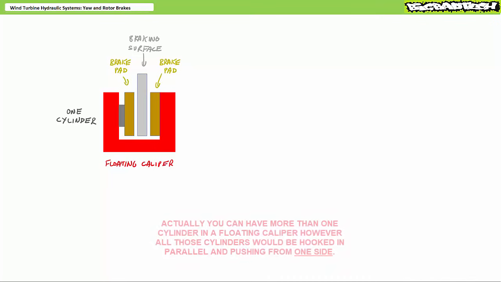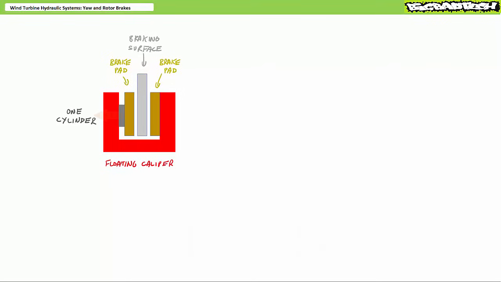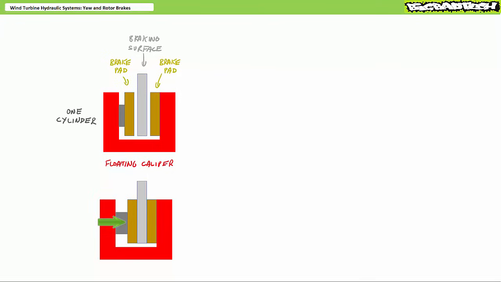A floating caliper design uses one braking cylinder, and the caliper housing moves axially with respect to the braking surface. When retracted, the brake pad on the rod is lifted from the braking surface, and the caliper and brake pad attached on the opposite side can move axially, i.e. float back and forth. When the cylinder inside a floating caliper extends, the brake pad on the rod is pressed to the braking surface, and the caliper and brake pad attached to the opposite side slides, i.e. floats, such that both brake pads grip the braking surface.